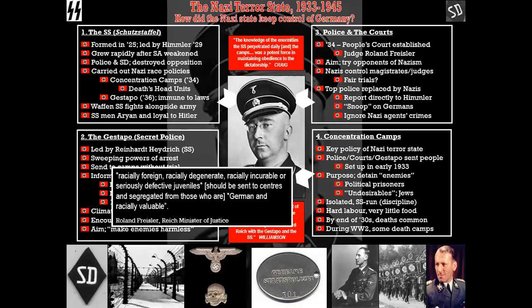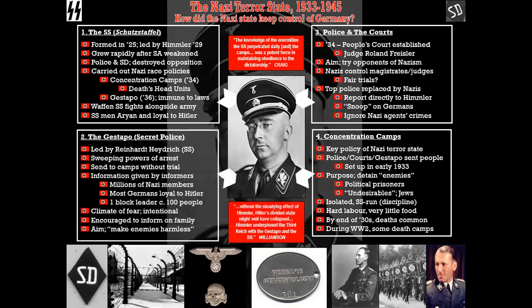During the Second World War, some of them are converted into death camps, and their sole purpose is to kill people. I'm not diminishing it by using the word some. I'm pointing out the banality of evil, how easy it is to do small amounts of evil, and that's okay. And there you have it. That is a diagram of the Nazi terror state. All four sections pointing to the spider at the middle of the web.